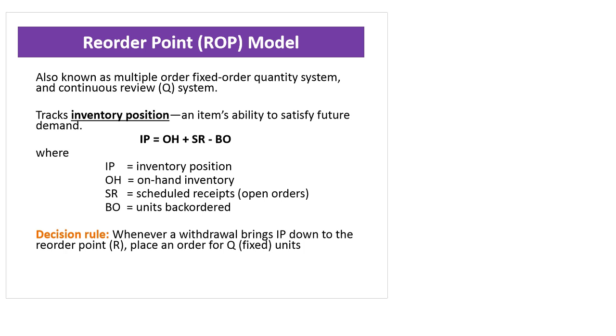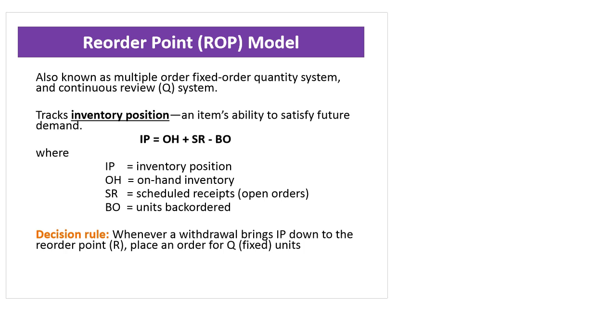We use this inventory position to calculate these things. Inventory position is basically what's on hand plus the scheduled receipts, minus the units that are on back order. So our decision rule then is whenever our inventory position hits the reorder point R, we'll place the order for the fixed Q units.